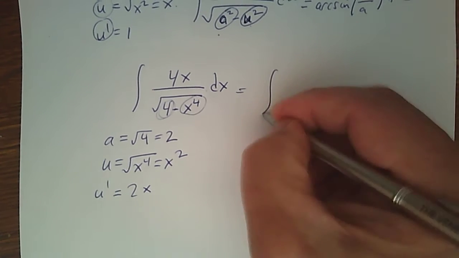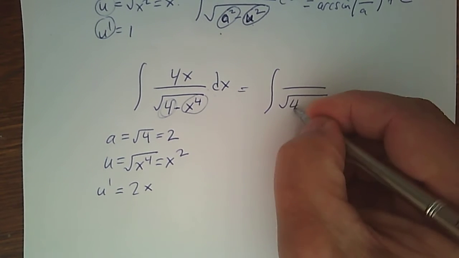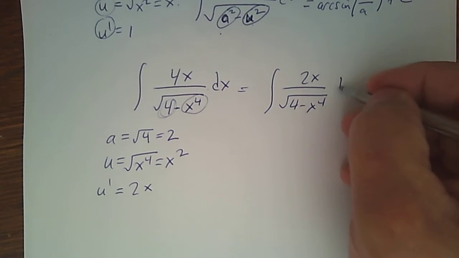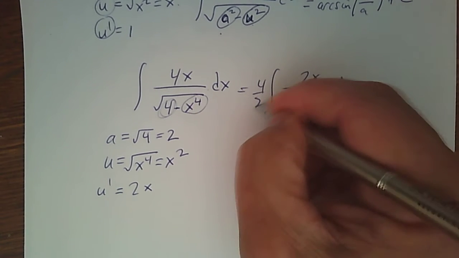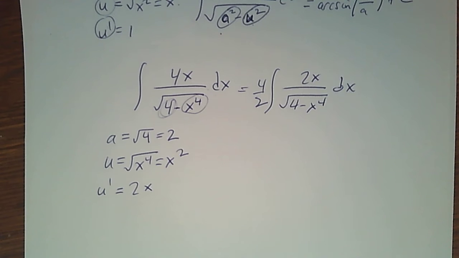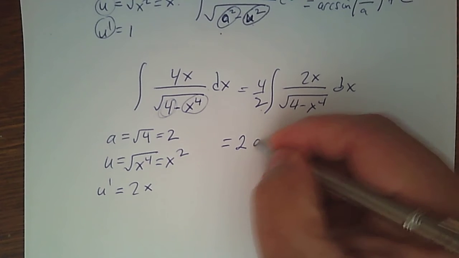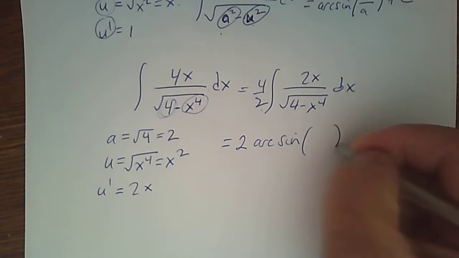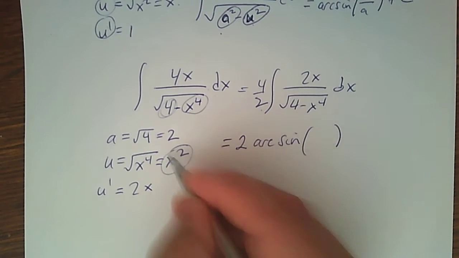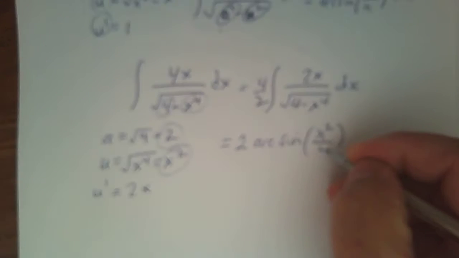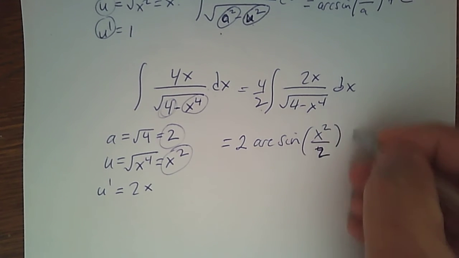So when I come back over here, I'm going to write it with the correct hook. And the correct hook is 2x. Now, what was it before? 4. What did it become? 2. So 4 divided by 2 is going to be in front of our answer. Now, we're ready to answer it. So 4 divided by 2 is 2. That's going to be in front. Arcsine. And then what goes inside is u over a. So in this case, it's x squared over 2. There it is. Plus c.